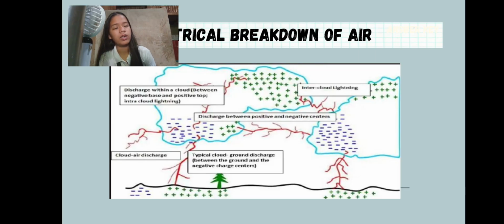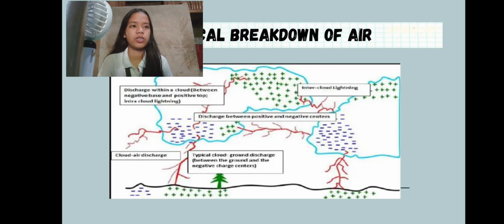First, intra-cloud lightning. It happens inside one cloud between the negative base and the positive top. Next is inter-cloud lightning. It happens between two clouds that have opposite charges. And third, cloud to ground lightning. It happens between the clouds and the ground. Usually, when the negative charges in the cloud connect with the positive charges on the ground, that's the most common lightning we see. And lastly, cloud air discharge. It happens between the clouds and the air around it when the air becomes ionized.